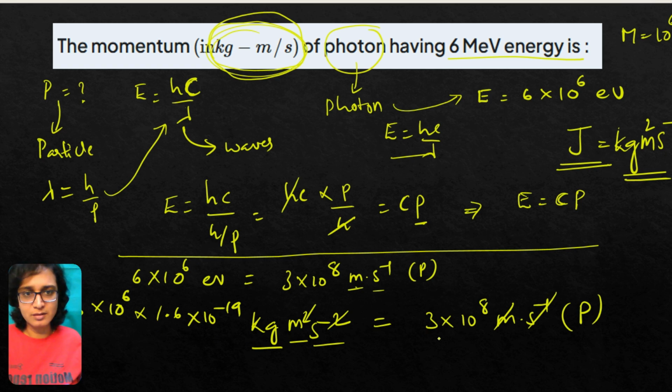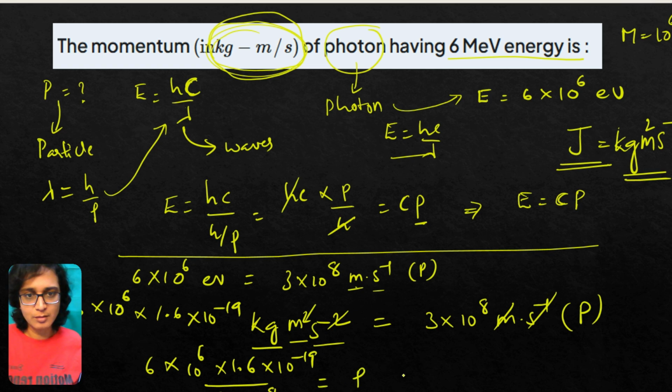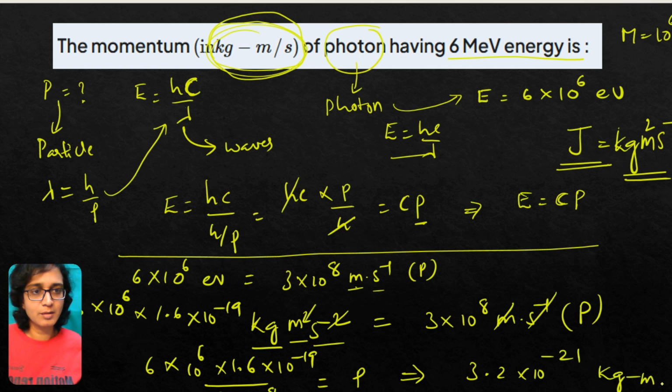Next, by dividing, you will get the answer: 6 into 10 power 6 into 1.6 into 10 power minus 19 divided by 3 into 10 power 8 will be the momentum. That P will be 3.2 into 10 power minus 21 kg meter per second. This will be the answer.